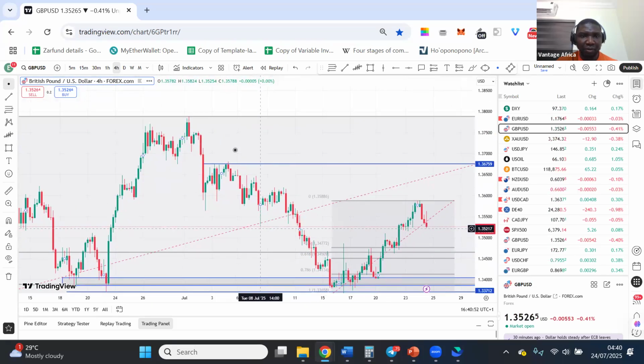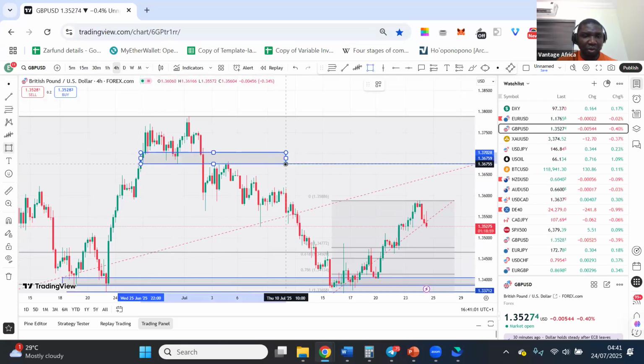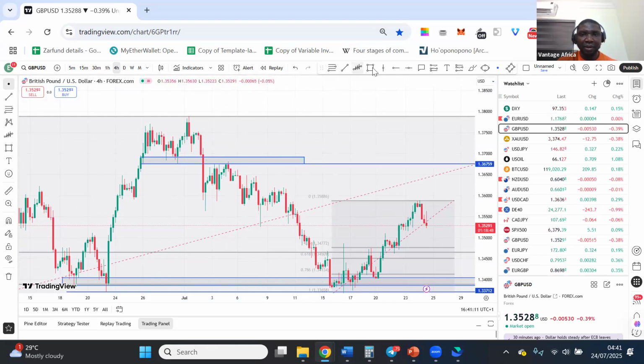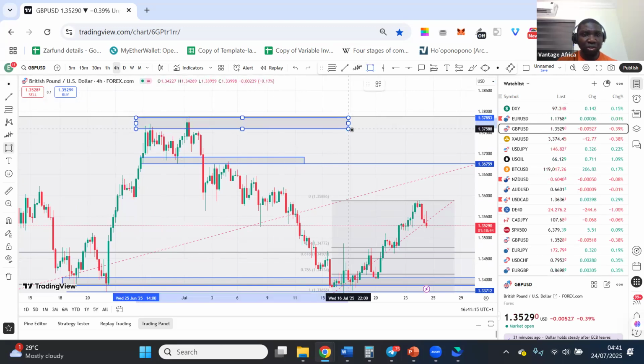Let's see if I can find this. So let's look at this right here. What I'm trying to find is previous support resistance. You can see that this here is a support. This here was, not is, a resistance. It's not currently a resistance. This was a resistance, a support.